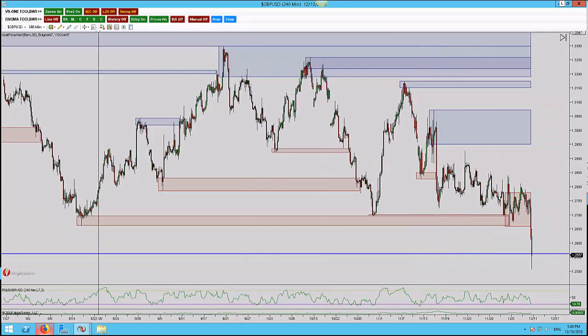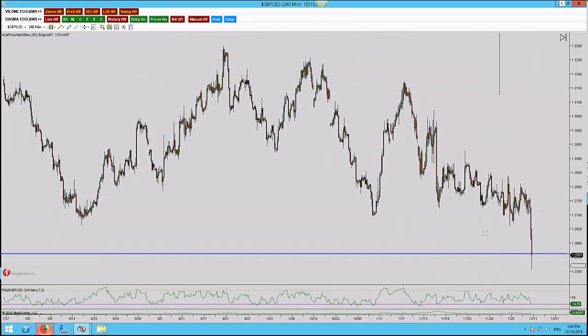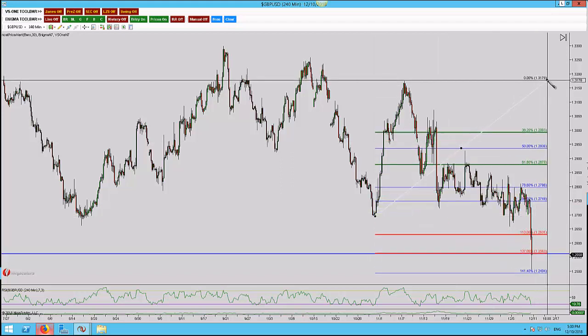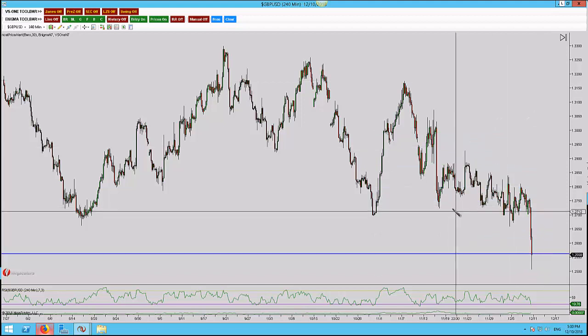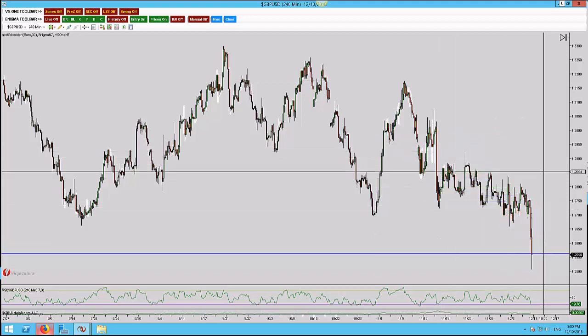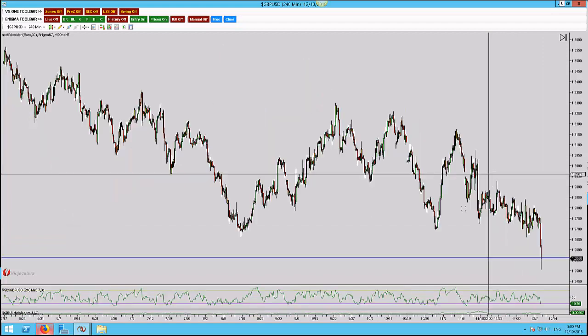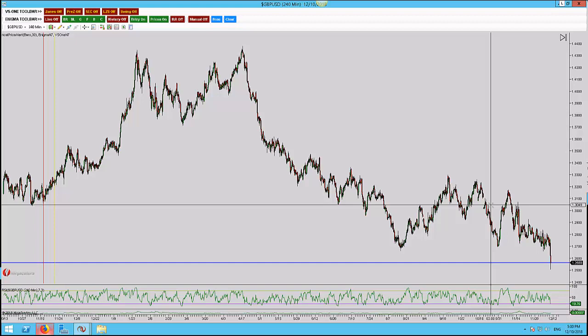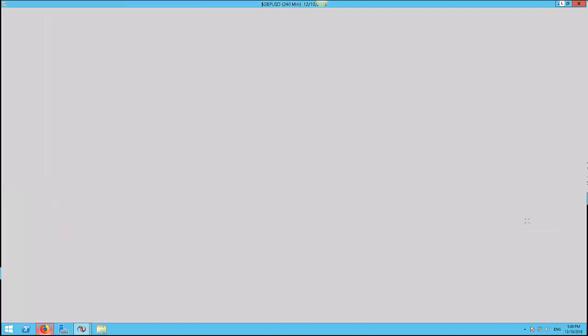Okay, so on the 240 do a couple of things here. We can invert that leg and that gives us a 127. That's where price is at the moment. We can invert this leg. No, not really a great deal there. Not really a great deal here on the 240 other than us breaking through those structure levels. Let's go to the 60.